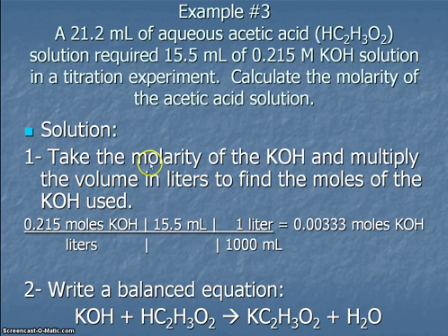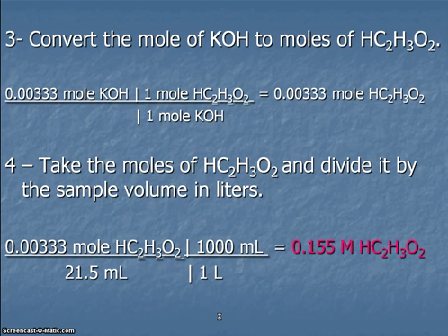To solve for this, we take the molarity of the KOH and multiply by the volume in liters to find the number of moles of KOH used. So we knew this concentration, we used this much, so we ended up using that many moles. We then write a balanced equation for what we're putting together. Once we've got the balanced equation, we can then say, okay, I can convert moles of this to moles of my acid. Once I've got moles of my acid, I can divide it by the volume of my sample, and I end up with the molarity.